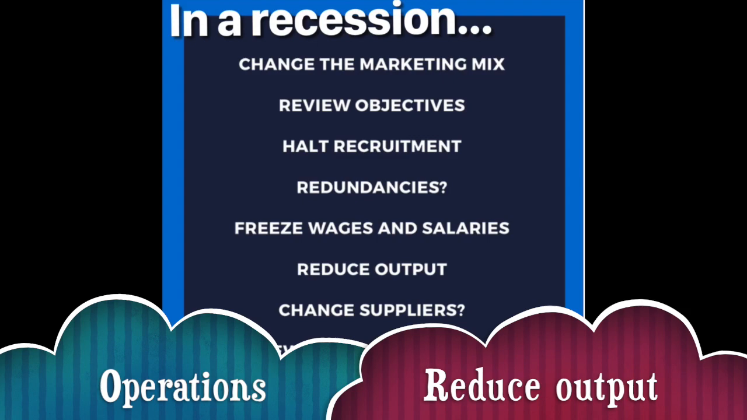With the help of human resources, it can look at how many staff it has in its factories or in the production areas. It can also look at logistics and procurement and find out ways of cutting costs there. But go with reduce output.